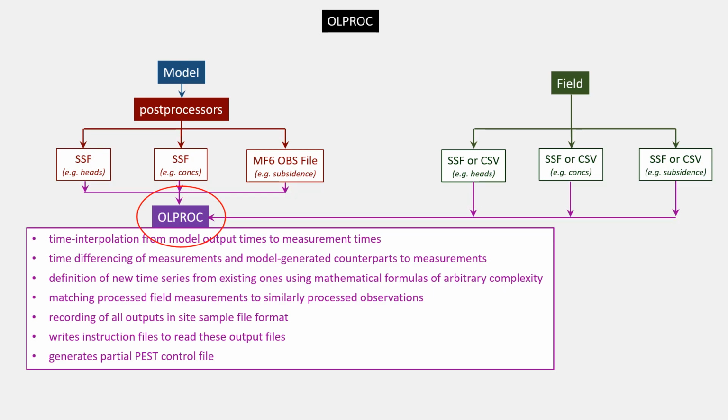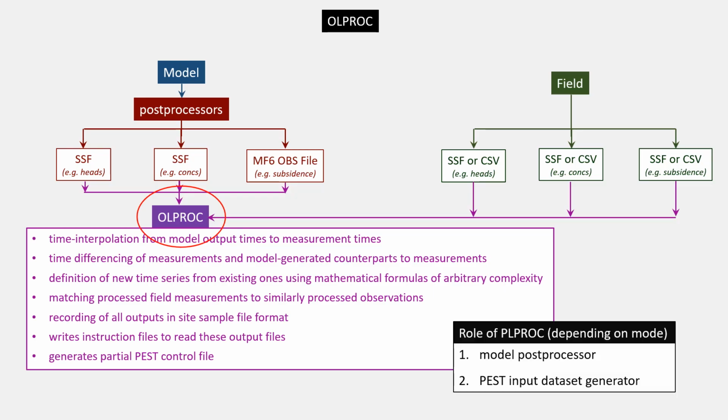So OLPROC does two things. It runs as a model postprocessor in which all the complicated functions that I've just talked about are done. Every time the model is run, OLPROC runs behind the model, reads the field data, does the processing, and calculates the model calculated counterparts to processed field data. And then it can run as a PEST input dataset generator in which all this matching is incorporated into a complex inversion process. So everything is automated.